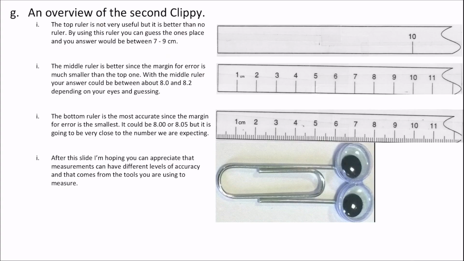Top ruler, we said, not very useful. You could make a guess that it's somewhere between 7 and 9 centimeters, right? It's all a guess. The middle ruler is better since the margin for error is much smaller than the top one. With the middle ruler, your answer could be somewhere around 8.0 and 8.2. It's much better than this one. The bottom ruler is the most accurate since the margin for error is the smallest. It could be 8.0 or 8.05, somewhere very, very close.